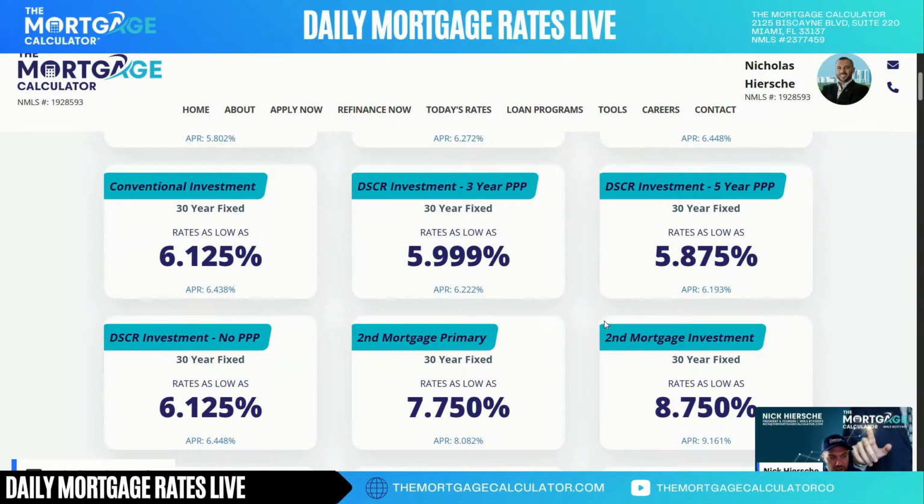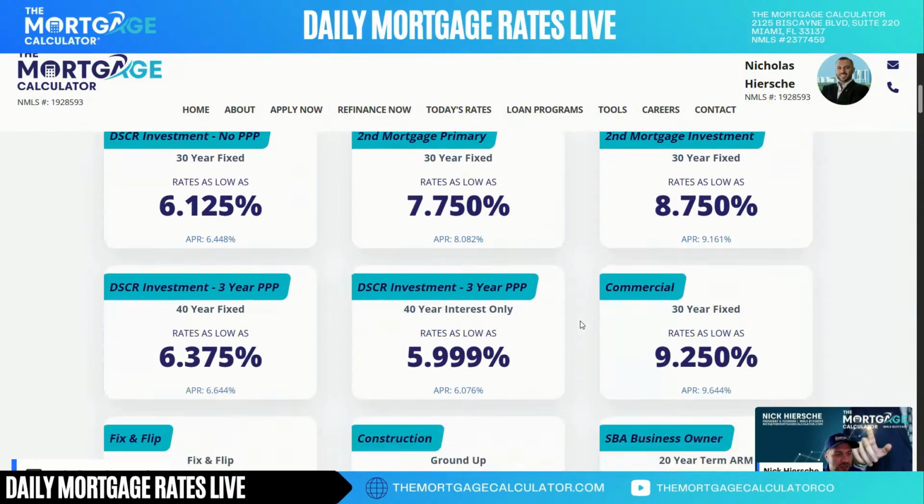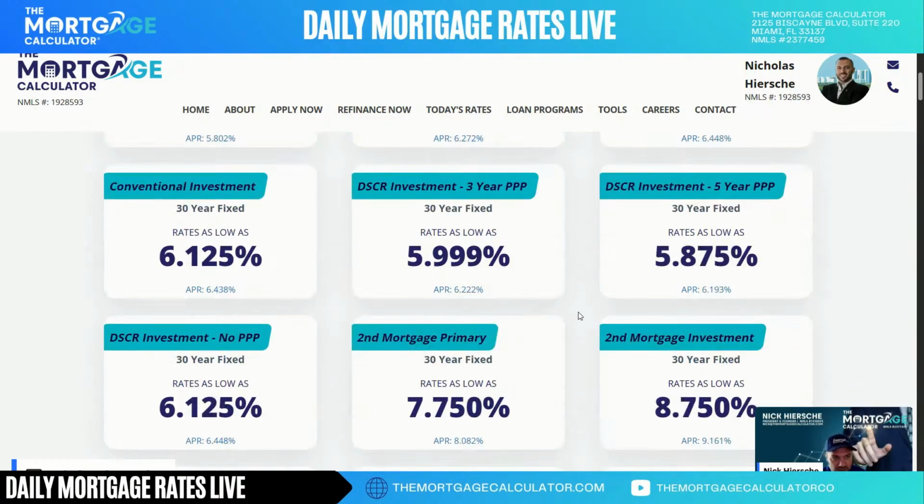We also have our second mortgages and tons of other programs. So please get with our team members if you'd like a full itemized loan estimate for any of our options here. But let's get into a deep dive today.